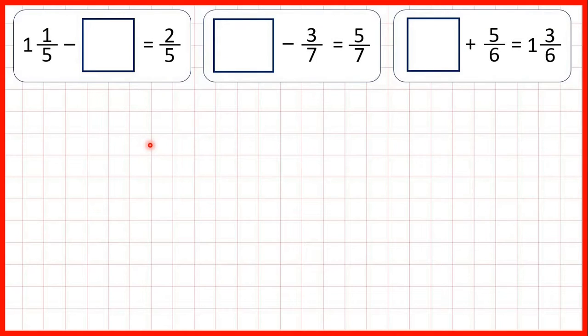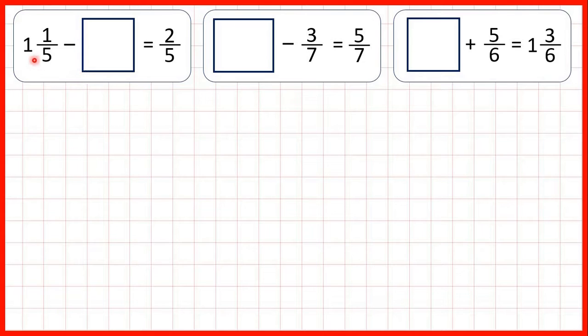So here we've got some missing fraction, addition and subtraction problems. And although these are fraction problems, we do the same thing that we do with missing numbers for whole numbers to find our missing number or our missing fraction.